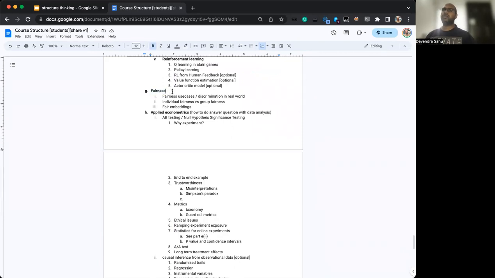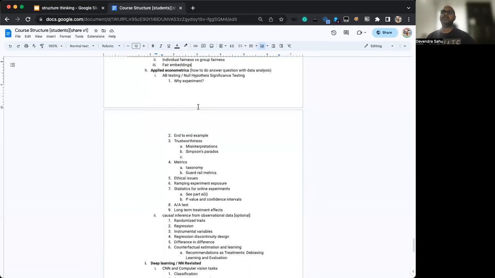We'll also look at fairness algorithms. We'll look at how discrimination happens in the real world, and in historical context, there have been a couple of cases, even under the legal system, where there was discrimination and companies had to pay a lot of money to compensate the people who were impacted. We'll also look at fair embeddings. It's a nice paper which talks about fairness and how to learn fair embeddings.